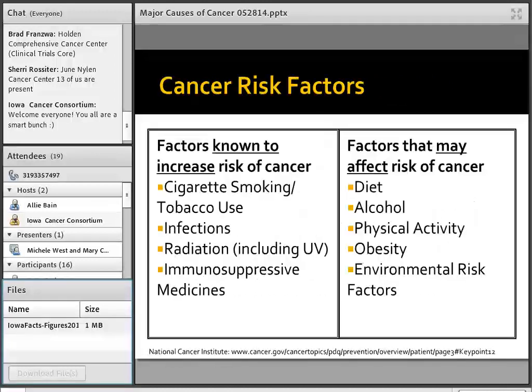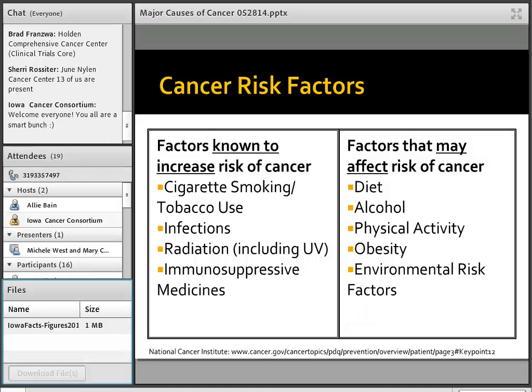So many of you might be thinking, hey, I'm pretty sure I've heard that obesity and some of these other things have been linked to cancer. And so that word definitive was kind of the key word in that question. According to this website on the bottom of the slide here, National Cancer Institute, they've sort of sorted these factors into ones that are known to increase risk of cancer and ones that may affect risk of cancer or are potentially associated with risk of cancer. So I think that's a lesser known distinction.